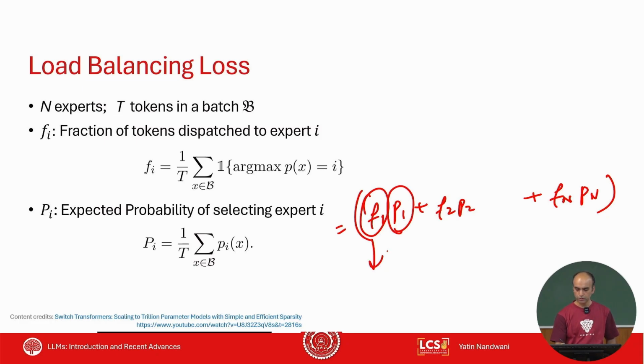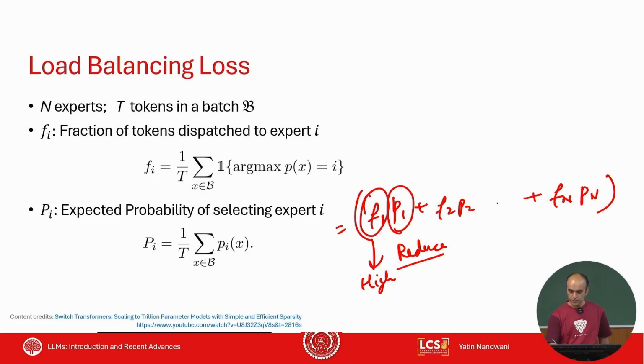P1 should reduce if F1 is high. And because the probabilities sum to 1, P1 to Pn sum to 1, something should increase. What should we increase without increasing the overall value? This is the loss term, and we want to minimize it. Which one should we pick to increase without affecting the overall loss? The one which has the lowest score.